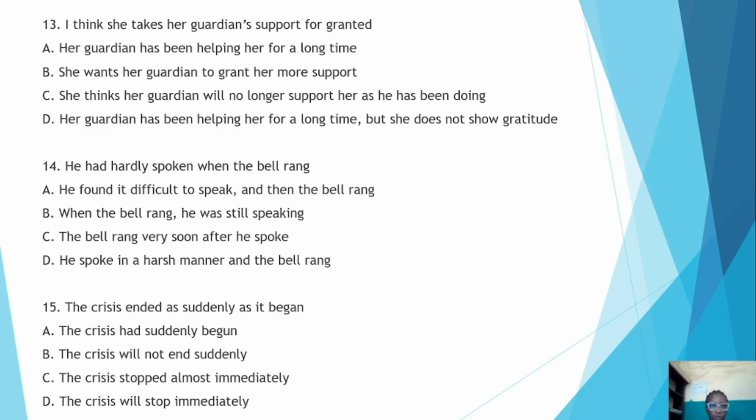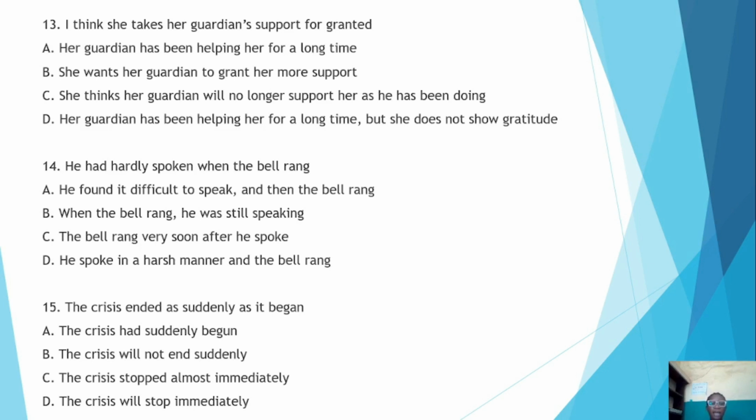Let's look at question 14. He had hardly spoken when the bell rang. Our options: option A, he found it difficult to speak and then the bell rang. Option B, when the bell rang, he was still speaking. Option C, the bell rang very soon after he spoke. Option D, he spoke in a harsh manner and the bell rang. The correct option is option C.